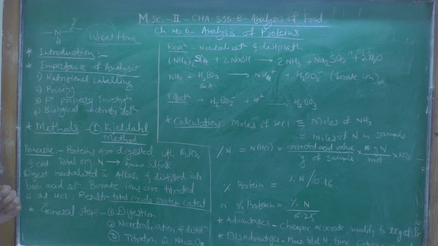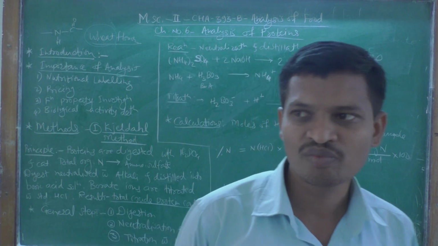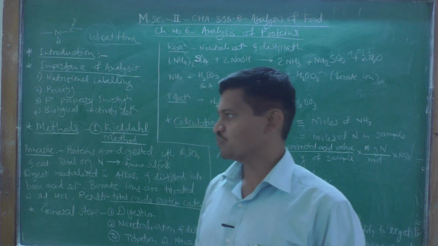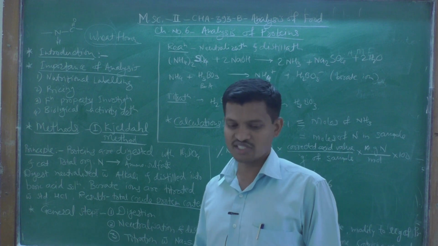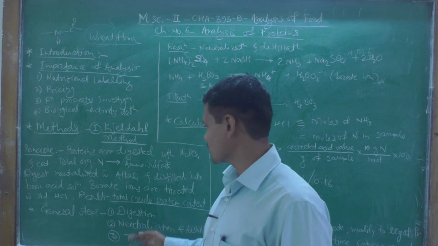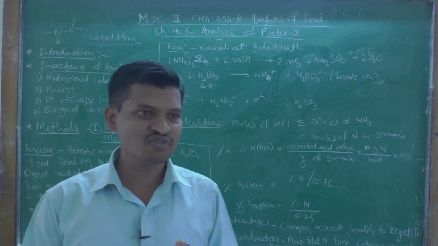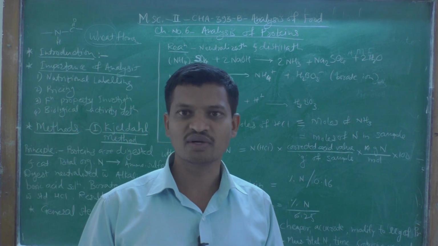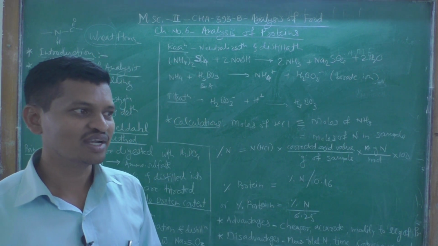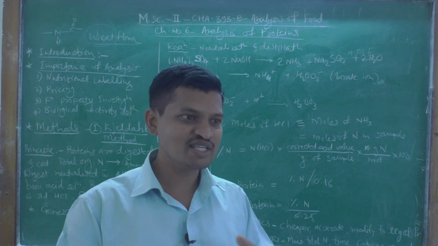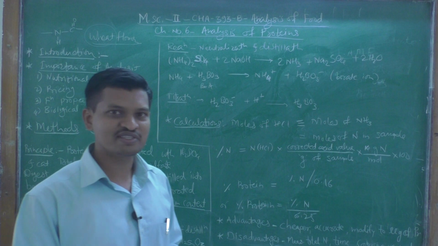Now what are the general steps, the general procedure, for the Kjeldahl method? So friends, there are mainly three steps that we have to follow in this Kjeldahl method. The first step is digestion. So what do we mean by digestion? This digestion term is not related to the digestion that happens when we take food and our digestive system digests it. That is different, though the principle is the same.